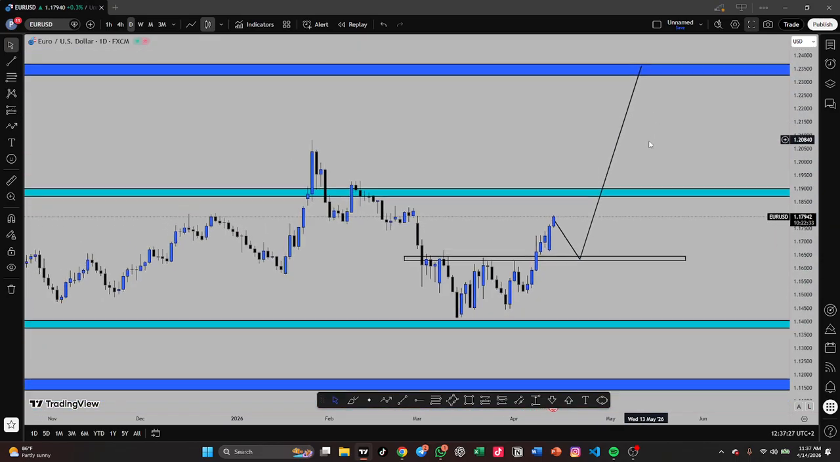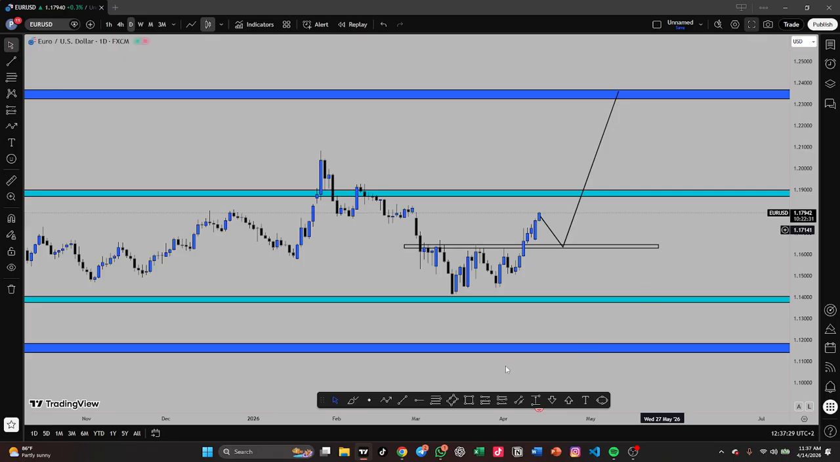So with this, I'm bullish on EUR/USD, bullish on GBP/USD as well. So this is how I'll be looking to wait for my entry. If you want to swing, this is going to be a whole lot of patience.